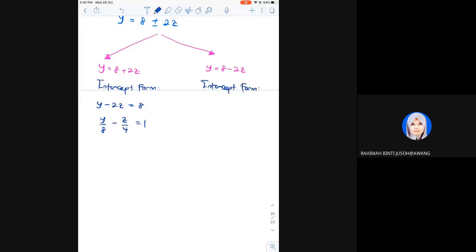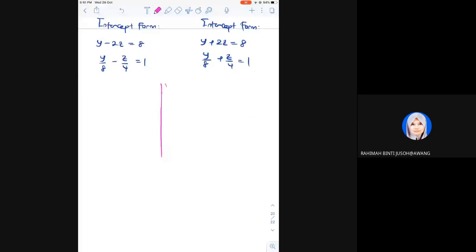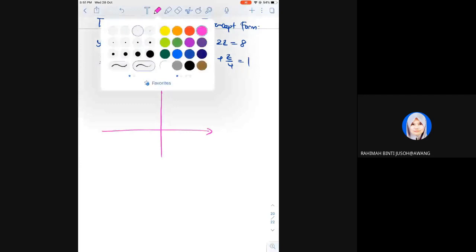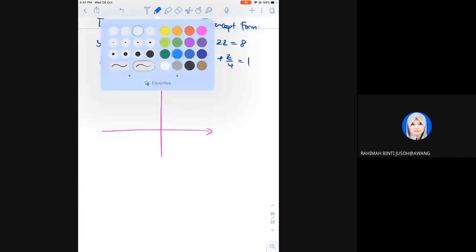y plus 2z equals 8. So y over 8 plus z over 4 equals 1. So jom kita plot graf 2D ni. 2D, paksi YZ lah tadi kan, YZ plane. Okay, so Y here, Z here.